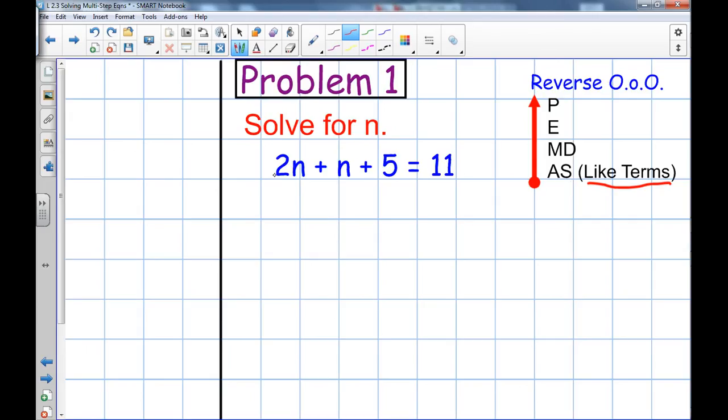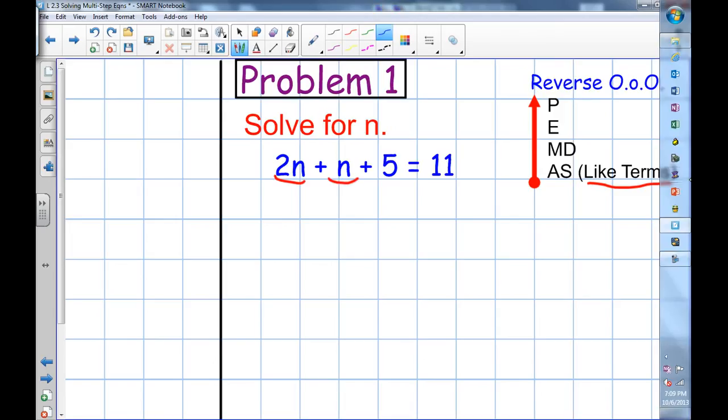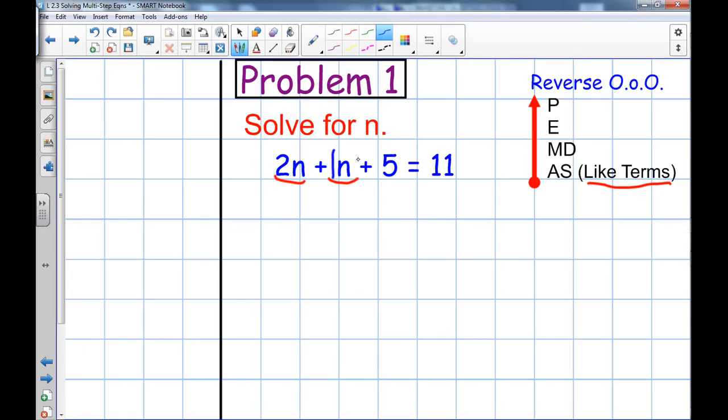And on this side we have 2n plus n. And because they both have an n, those are like terms. Remember, whenever you have a single letter by itself, there's an implied 1 in front of it. And when you add like terms, 2n plus 1n, you simply add the coefficients or the number parts together. 2 plus 1 is 3. So the first step is to make the 2n plus 1n equal to 3n. And then you write out the rest of the problem.